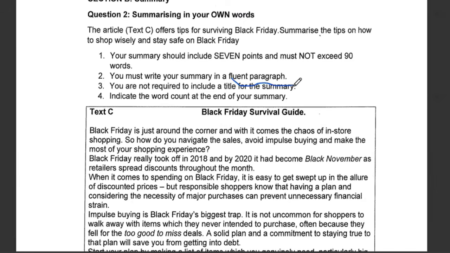We are not doing bullets, guys. So in file, please don't do it in home language, because in file, I believe you use bullets, you use the numbering system 1, 2, 3, 4, 5, 6, 7. But in home language, we have to write a fluent paragraph. You are not required to include a title for the summary. Indicate the word count at the end of your summary. Let's go and see what became relevant for us.